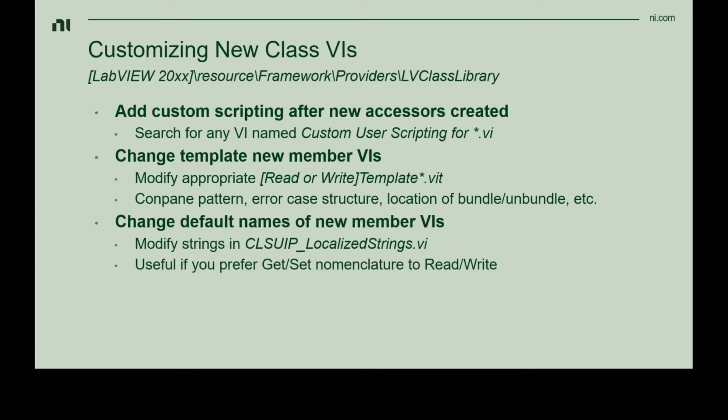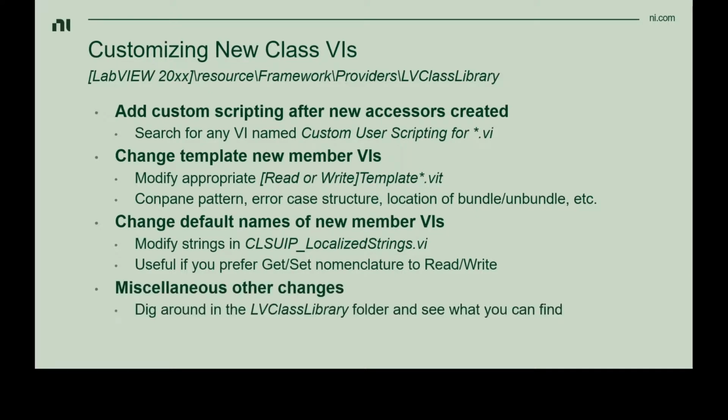One thing that I've noticed people do is they don't like the naming of new accessor VIs. They don't like how they're called readdata.vi and writedata.vi. They would rather they be called getData and setData. You can change those strings as well. Basically, just go dig around in that LV class library folder and see what you can find and see what you can change for the things that you can customize for making new class VIs.